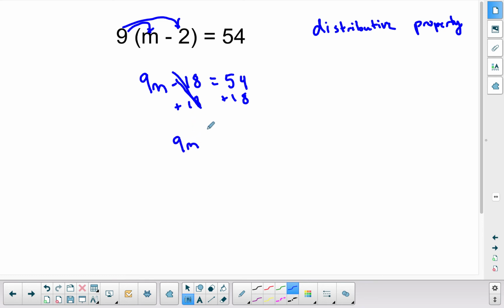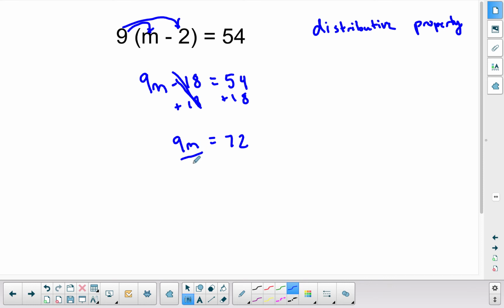And now I have 9 groups of m on one side and 54 and 18. The sum of that is 72. So it says 9 times something equals 72. Well, that would have to be 8, right? But I'm going to just prove why that is.